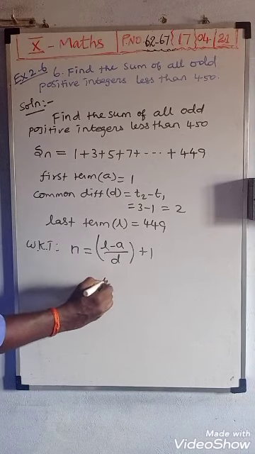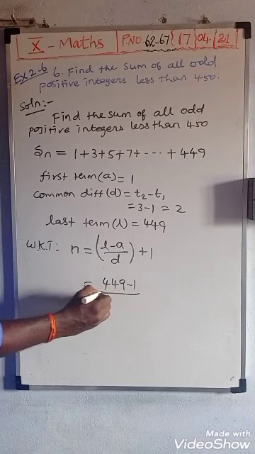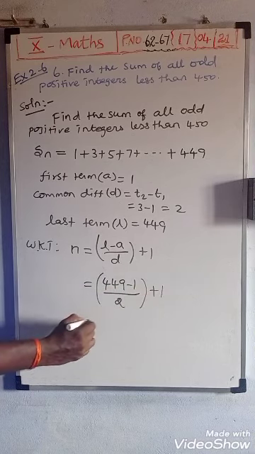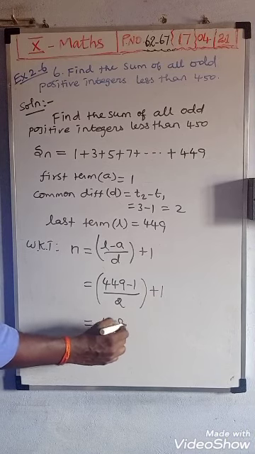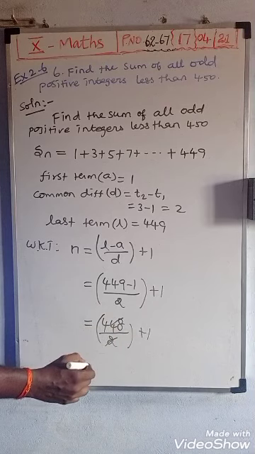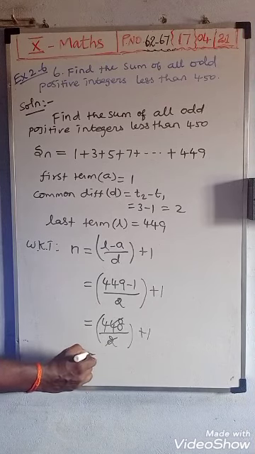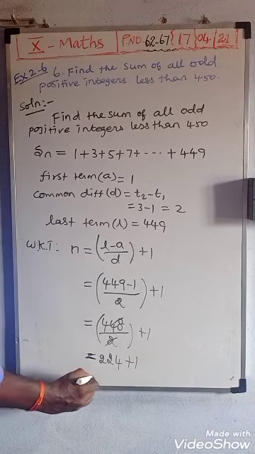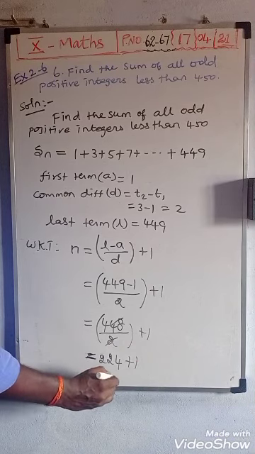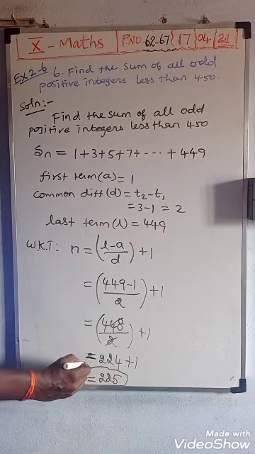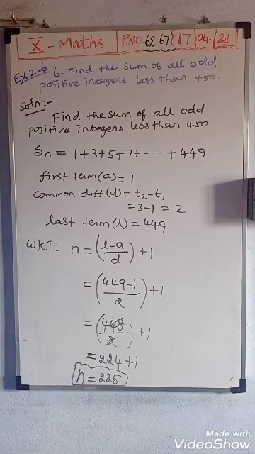So L is 449 minus 1, a is 1, divided by d is 2, plus 1. 449 minus 1 is 448, divided by 2, plus 1. So cancel this, we will receive 224 plus 1, you should add, 225. So n is equal to 225. Totally how many numbers want to be added? 225 numbers want to be added.